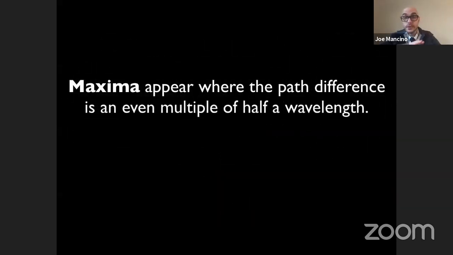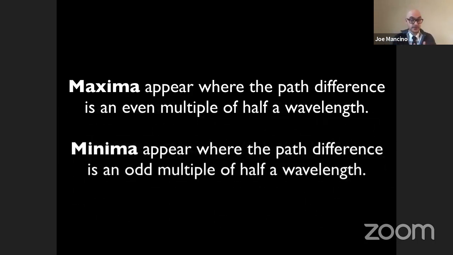So those maxima, those maximum bright spots, appear where the path difference is an even multiple of half a wavelength. Those of you who remember this from AP Physics 1, it's just like the diffraction of sound. Light works just like sound because in this situation, light is acting like a wave. Those minima appear where the path difference is an odd multiple of half a wavelength.